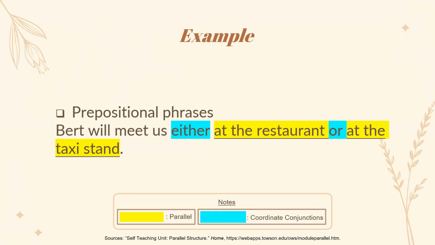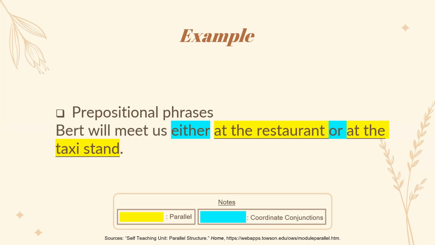And this is the example of a prepositional phrase. We use the paired conjunction either, paired with or. And it is parallel because both of the phrases start with the same pattern. Use "at", or it can also be "in" or others like "on", as long as it is a preposition. So we can conclude that this is parallel.